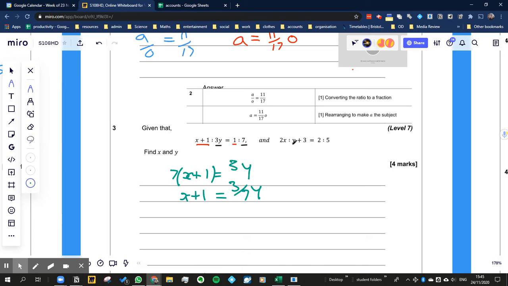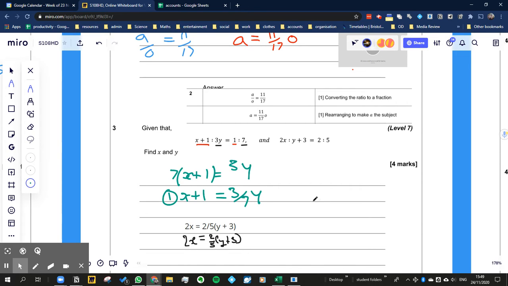And well, likewise, do you want to see if you can work out what the equation would be for this one here on the right? So we've got equation 1, x plus 1 is equal to 3/7 of y, or basically 1/7 of 3y. But anyway, then we've got 2x. So this is equation 2. 2x is equal to 2/5 of y plus 3, because the ratio is 2 to 5, so it's saying that is smaller than that one by a ratio of 2 to 5. So in other words, it's 2/5 of the bit on the right.